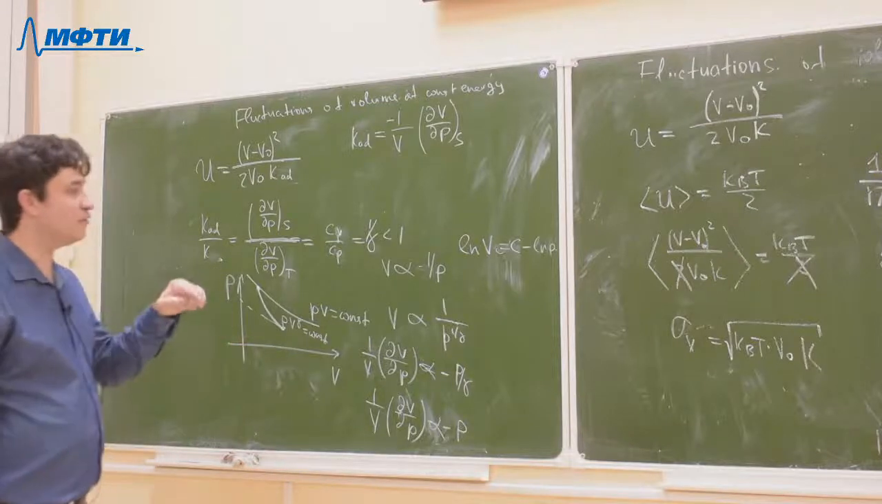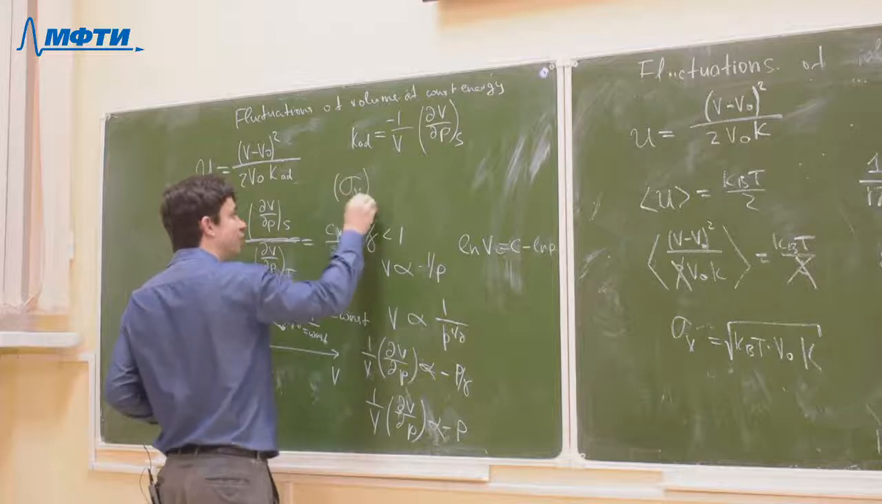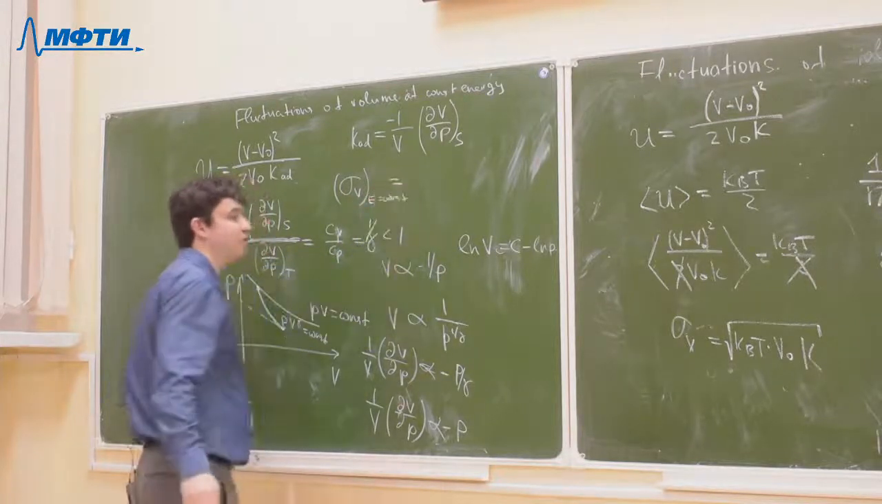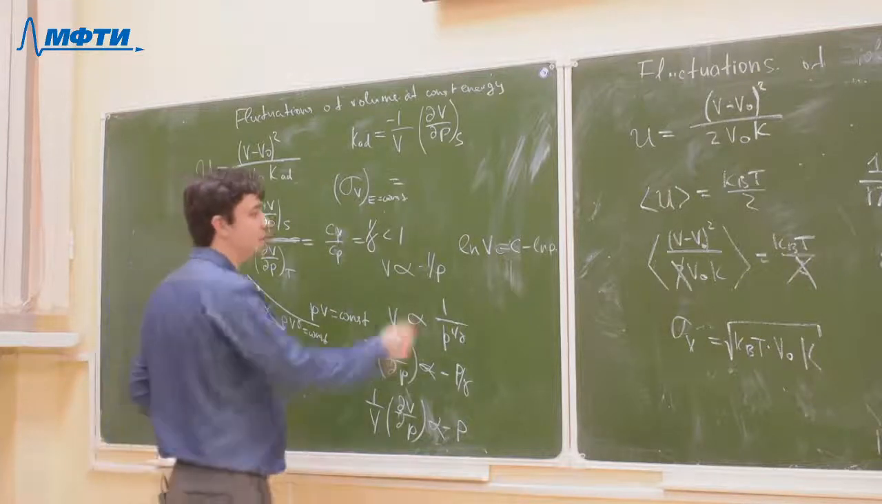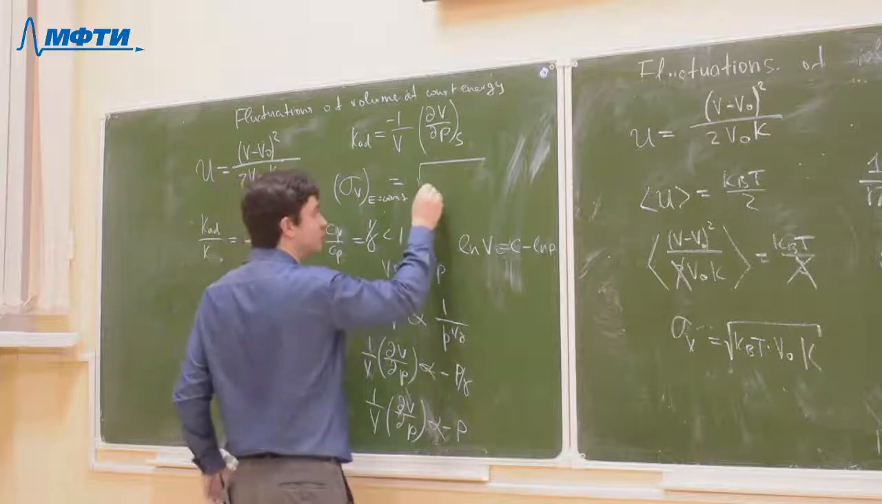That's why the fluctuations of volume at a constant energy should be lower than fluctuations of volume at constant temperature.